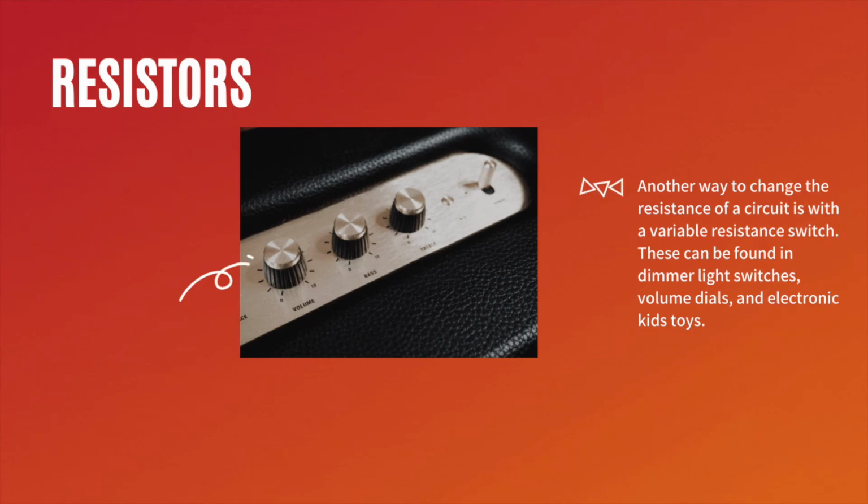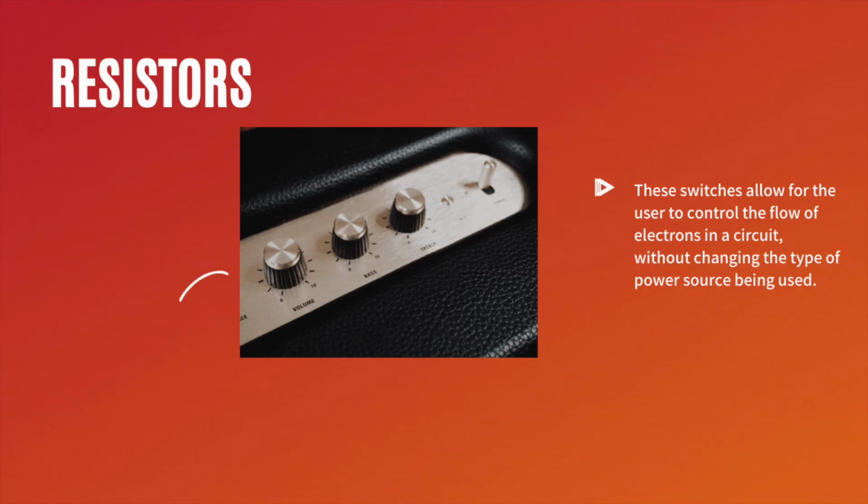Another way to change the resistance of a circuit is with a variable resistance switch. These can be found in dimmer light switches, volume dials, and electronic kids' toys. These switches allow for the user to control the flow of electrons in a circuit without changing the type of power source being used.